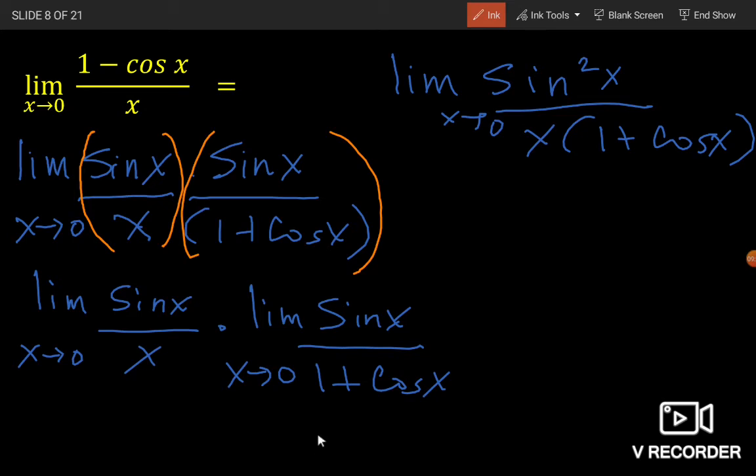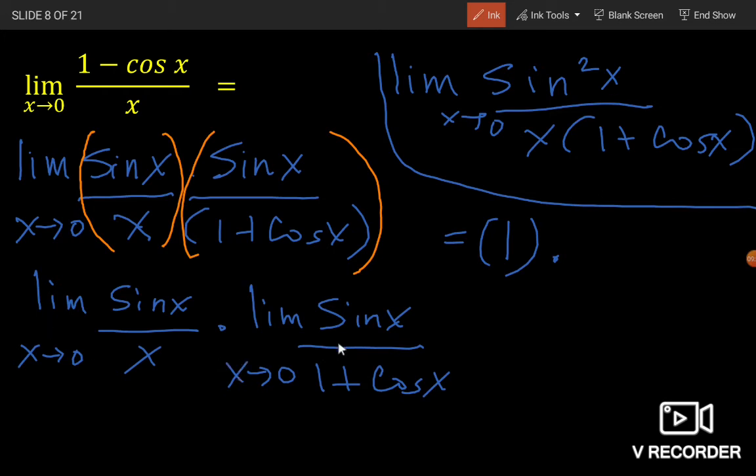Now, this one is the limit of sine x over x. As I told you, we have to memorize this because this will be used in more complex trigonometric functions. Limit of sine x over x as x approaches 0 is equal to 1, if you recall. Now let's multiply this by the limit of sine x over 1 plus cosine x as x approaches 0.